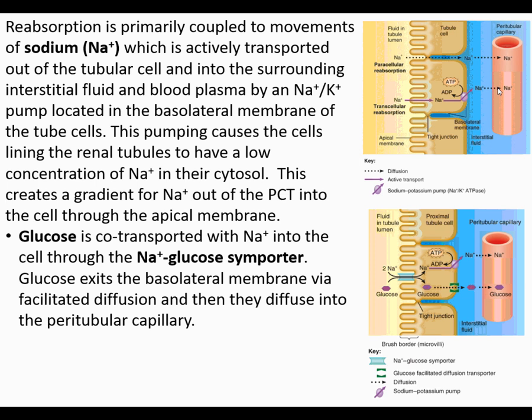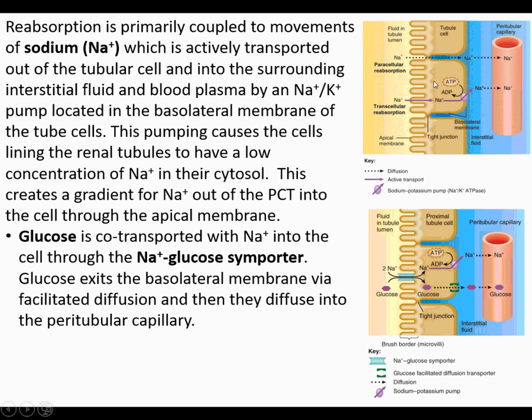Okay, so reabsorption is primarily coupled to movements of sodium, Na+, which is actively transported out of the tubular cell and into the interstitial fluid and blood plasma by a sodium-potassium pump located in the basolateral membrane of the tubule cell. That's what we show right here. So we know active transport requires ATP, and when we pump something, we go which direction? Down or against a gradient? Not down, but against. So instead of going from high to low, we go from low to high.